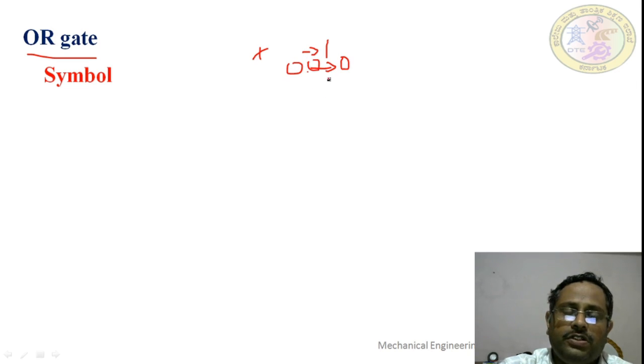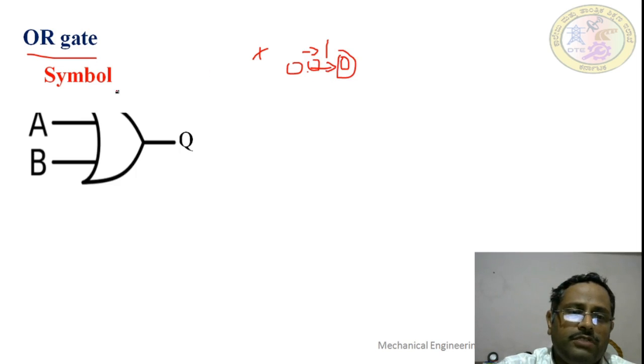If you want the output to be 1, any one of the inputs being 1 is enough. If you want 0, then both the inputs must be 0. The symbol used to represent the OR gate is this one. A is the input, B is the input, Q is the output. Here, if A is 1 and B is 0, the output is 1. If both are 1, then the output is 1 only. If both are 0, then the output becomes 0.